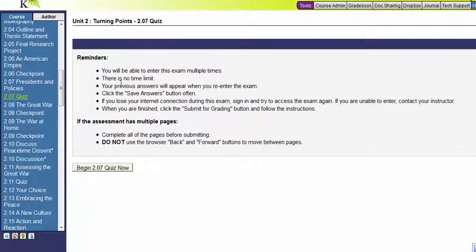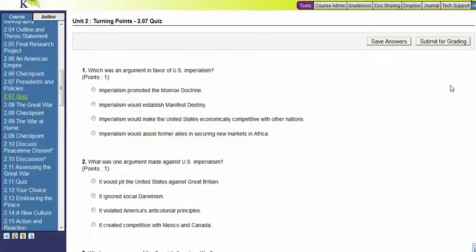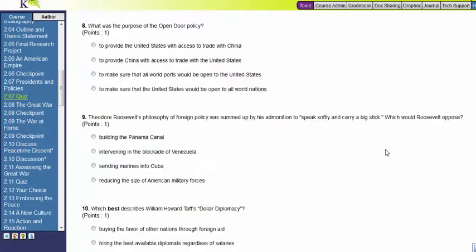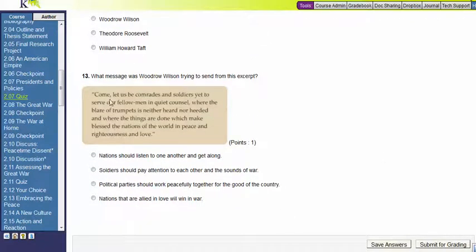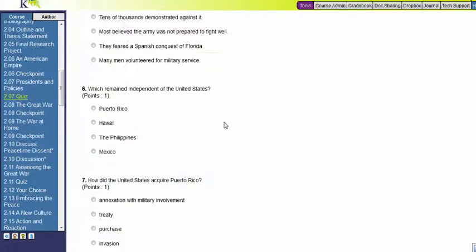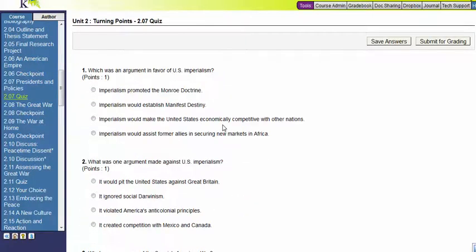Click on Begin 2.07 quiz. It will give you some reminders such as how to take the exam, to save your answers as you go, and once you have completed the quiz, click Submit for grading. You will see these buttons at the top and at the bottom of your quiz. Quiz 2.07 has a total of 13 questions worth 1 point each. During this video, I'll be reading the questions and the answer options to you.